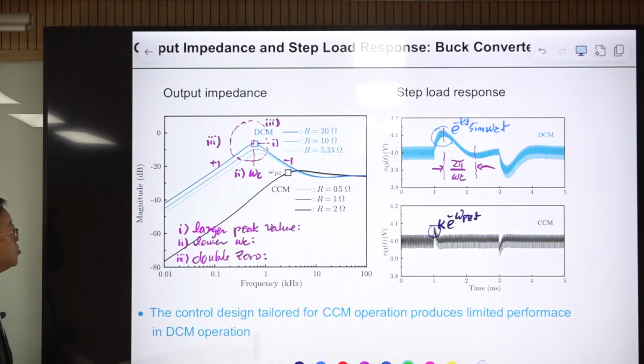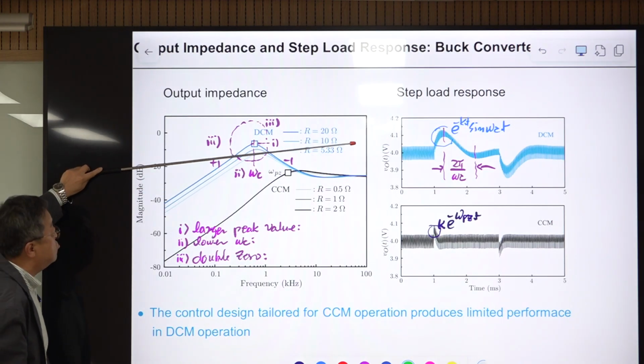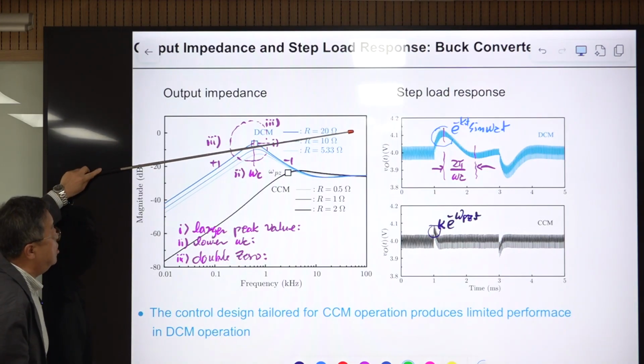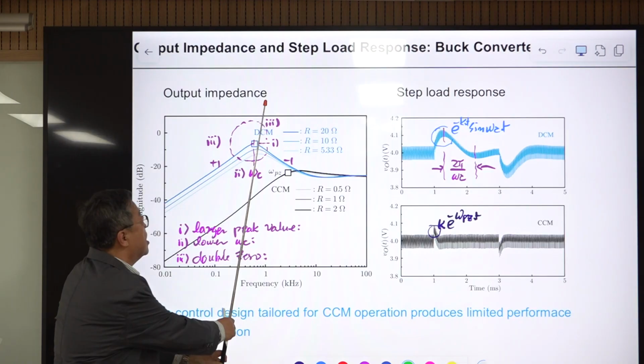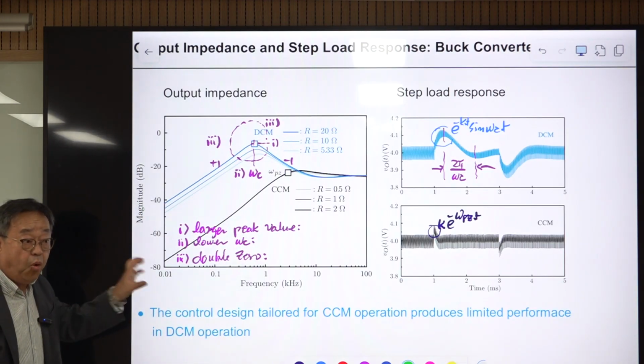Okay, so there are three differences compared with this one. First, this magnitude is very large. The maximum value was somewhere here. Maximum value was increased to this. So a larger peak value is the first observation, and the second observation is this omega c.